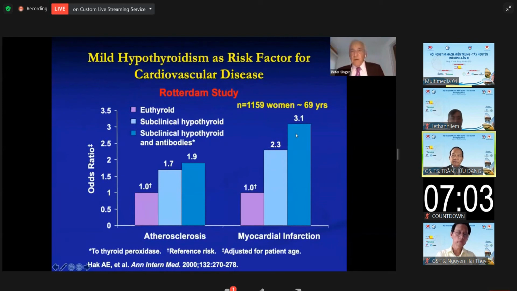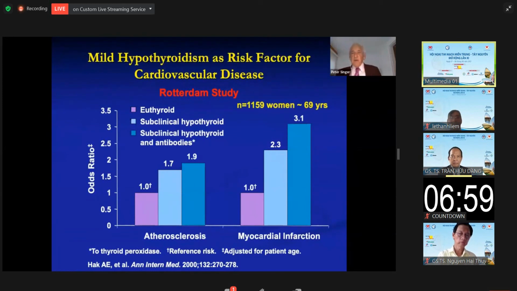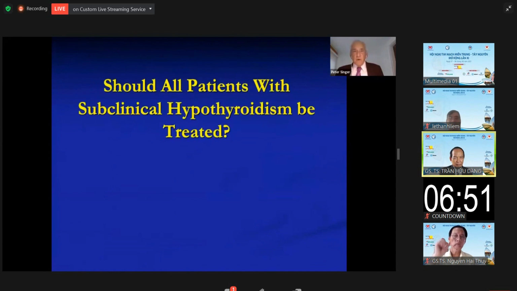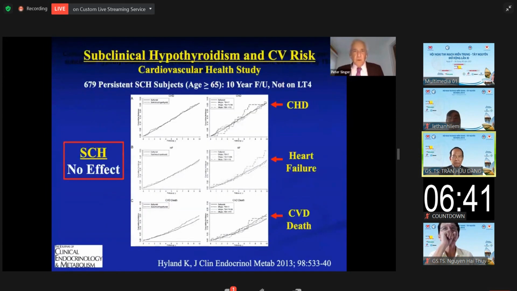Not only that, if they were hypothyroid due to Hashimoto's, this amplified the likelihood of developing coronary artery disease or MI. So the question is, should all patients with subclinical hypo be treated? Now, most of them are asymptomatic, but the question is, should they be treated?